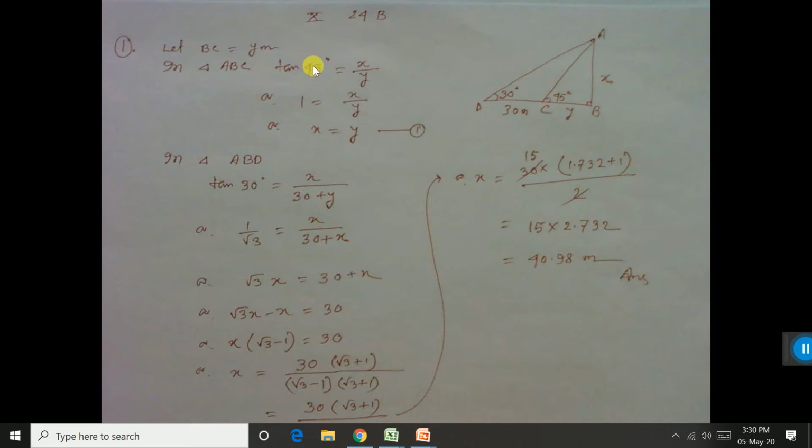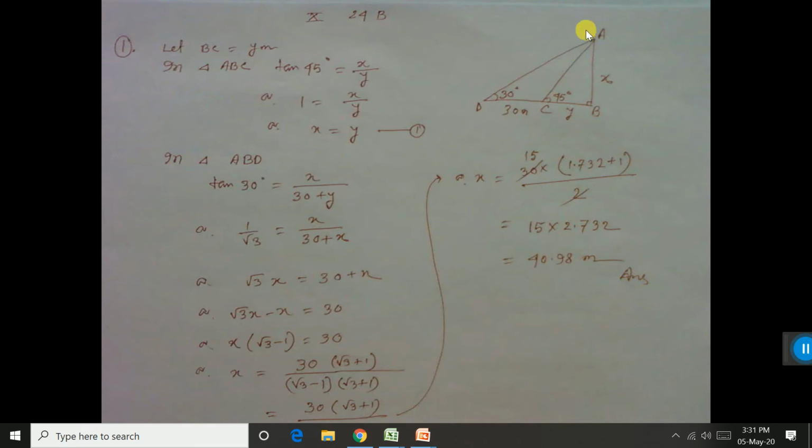Now if you ask why I will take tan 45, the answer is that you see this is x and this is y I consider. So base and perpendicular, the ratio is tan or cot. You can take cot 45, you can take tan 45 also. I have taken tan 45. One relation I got in between x and y.